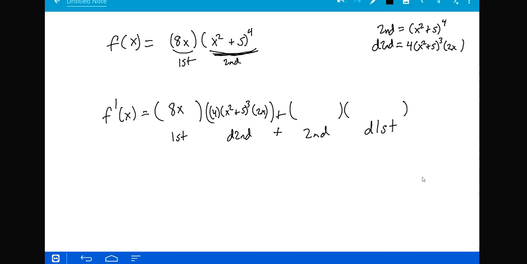Okay. Just leave it as it is. You don't have to simplify. And let's keep going. Plus second. Second is x squared plus 5 raised to 4. Don't forget that 4 there. And then d first. Well, that's easy. Derivative of 8x is just 8. Now, as ugly as that is, you do not need to simplify.